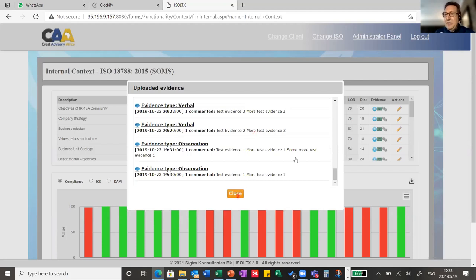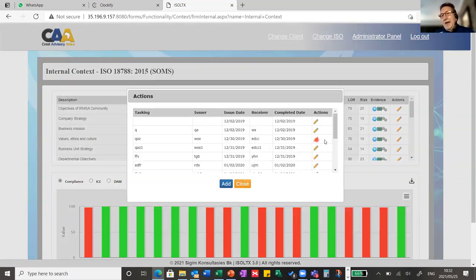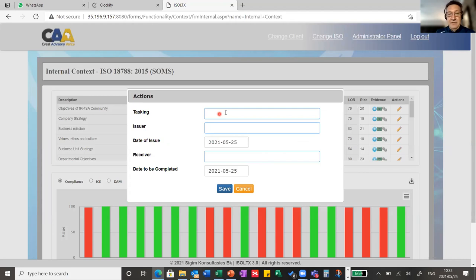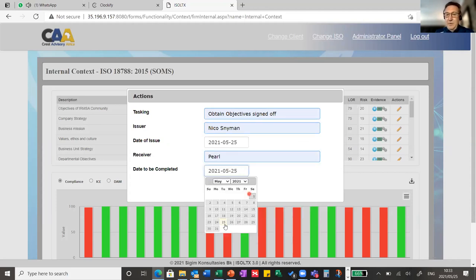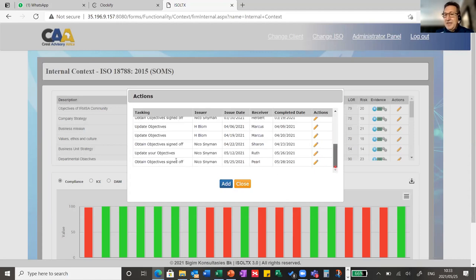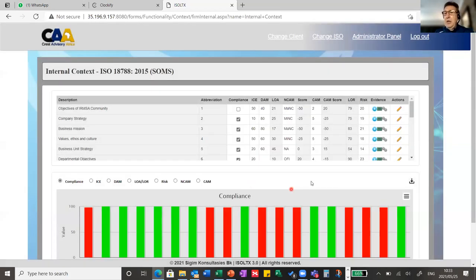So if you close that, then we can also give a task overview to say that we need to update our objectives, and we can add that quickly. It is a task to obtain the sign-off, issuer is me, and we're saying the receiver is, let's say, Paul, and we can put a date there on Friday. And it is as simple as that. And you've got a project management system that is actually working for you, and there is the task, and we can actually analyze those tasks for you.